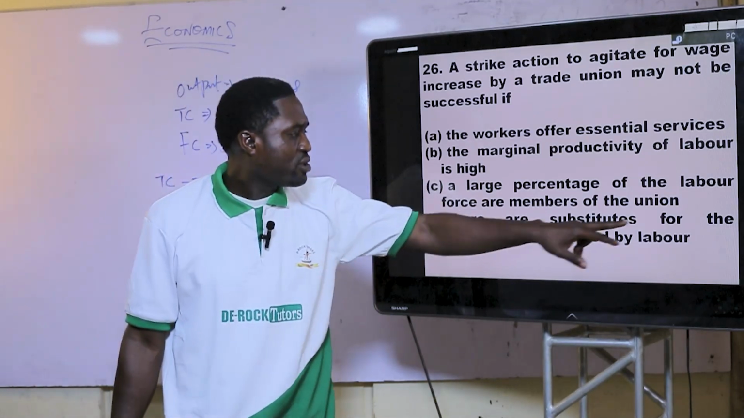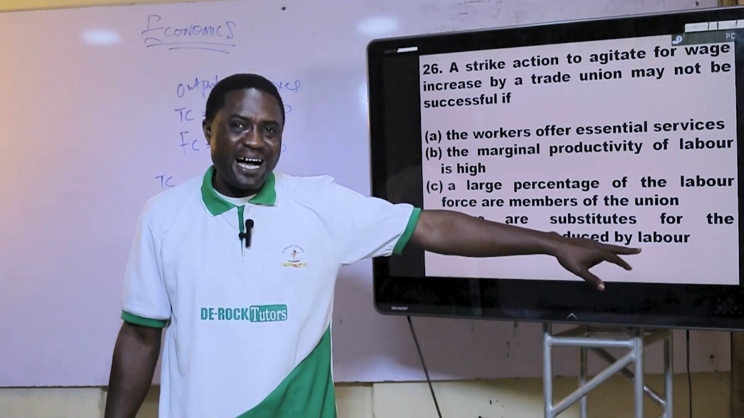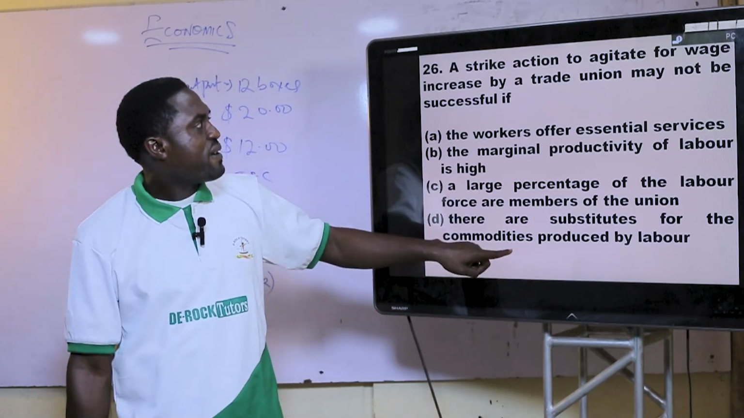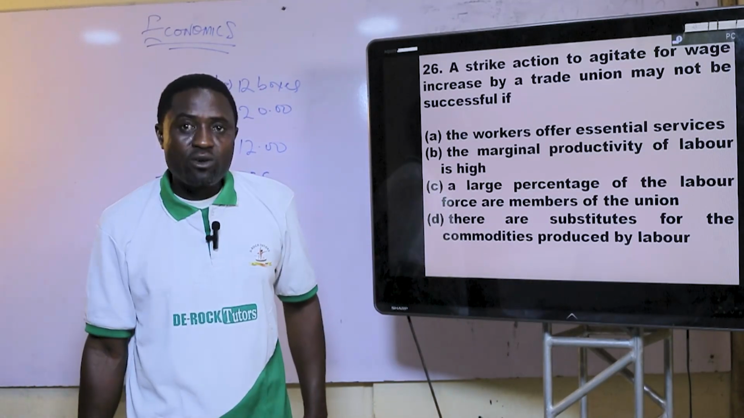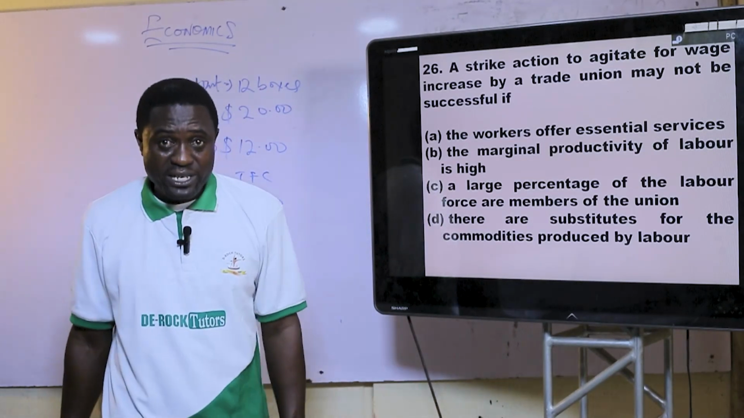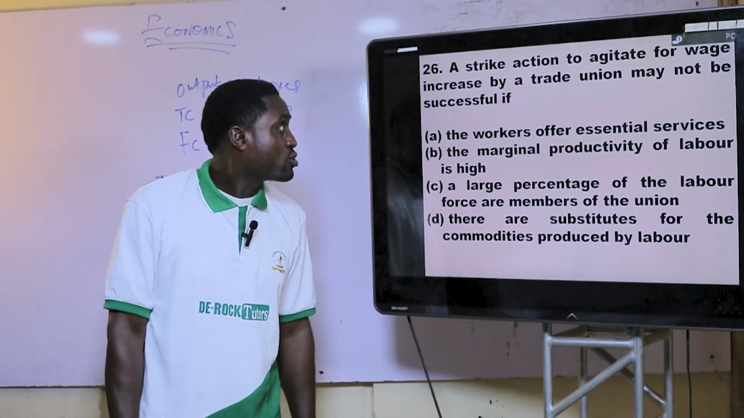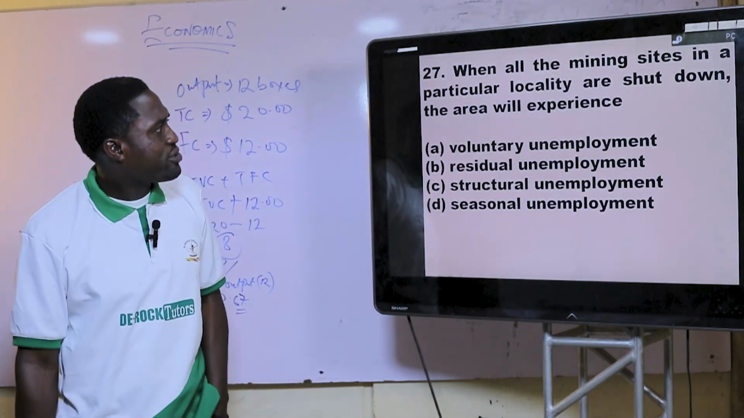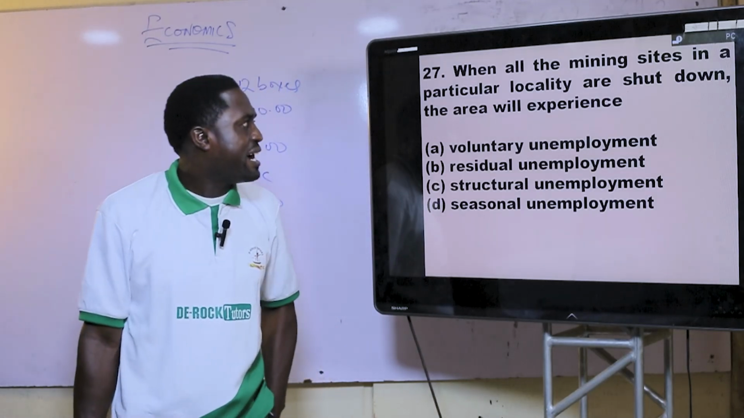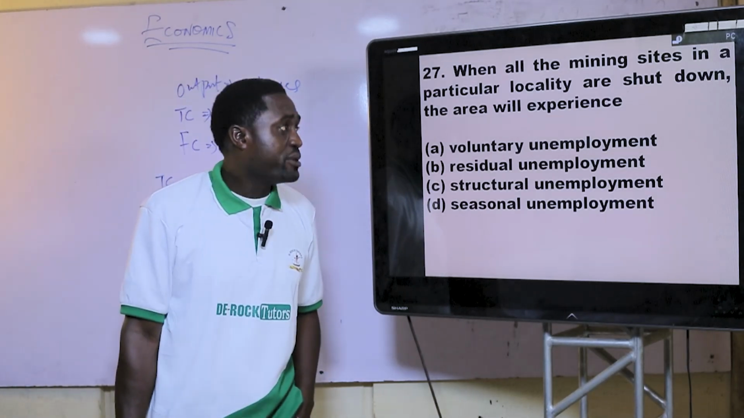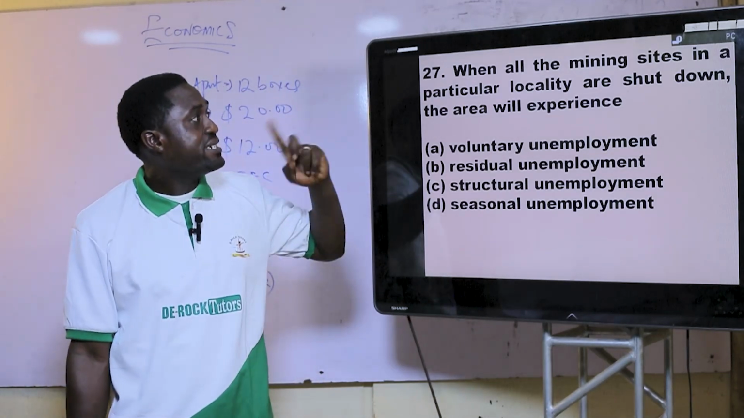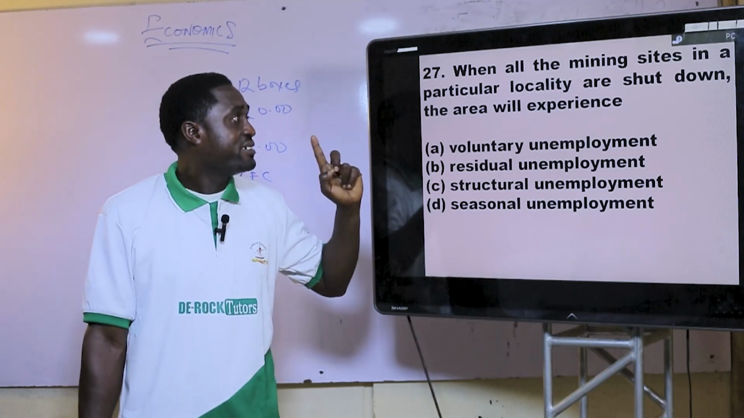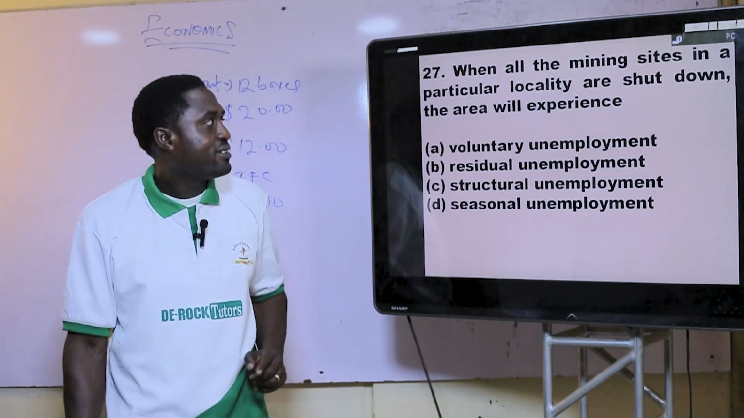So there are substitutes for the commodities produced by labor. This is the perfect answer. It will make the strike effective if we have substitute for the action. You understand? The next question. When all the mining sites in a particular locality are shut down, the area will experience. All the mining sites in a particular locality, if they are shut down, what will happen?